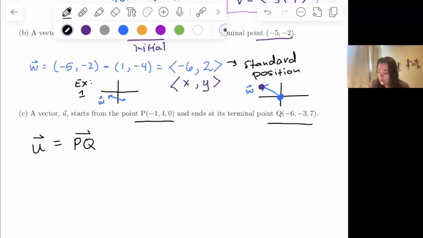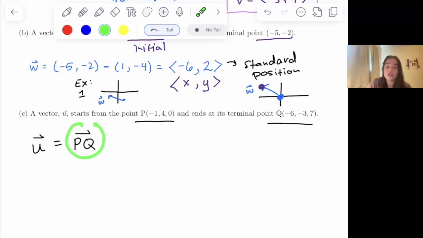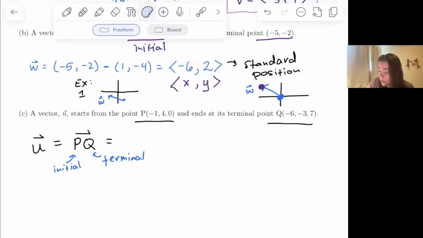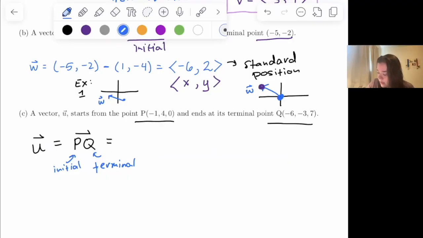So this part right here is calling the vector by name, vector u. This right here is describing the initial point. The initial point comes first, and the terminal point comes second. That's another way to just describe vectors in some notation. But the calculation is still the same. No matter which way you describe that vector, whether you call it by its name or you call it by its points, we calculate it by doing the head minus the tail, or the terminal point minus the initial point.